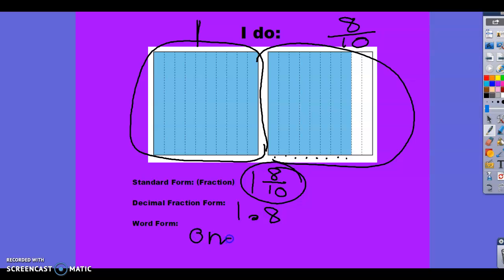1 and 8 tenths. And I'm going to run out of room. T-E-N-T-H-S. And as our song said, don't forget the T-H-S. So it is 1 and 8 tenths. You don't have to write that one. I just wanted to model what we're going to be doing today.